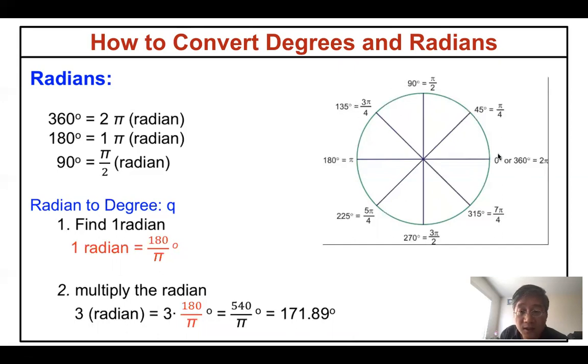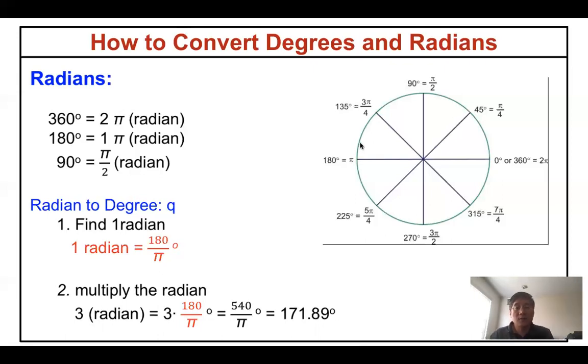So 3 radians is from here to here, about here, 171.89 degrees, right? How many radians are there in a circle? A little bit more than 6 radians, because 2 pi is 6.28. So about 6 radii fit around here. So now 3 radians will be about here, which is 171.89 degrees.